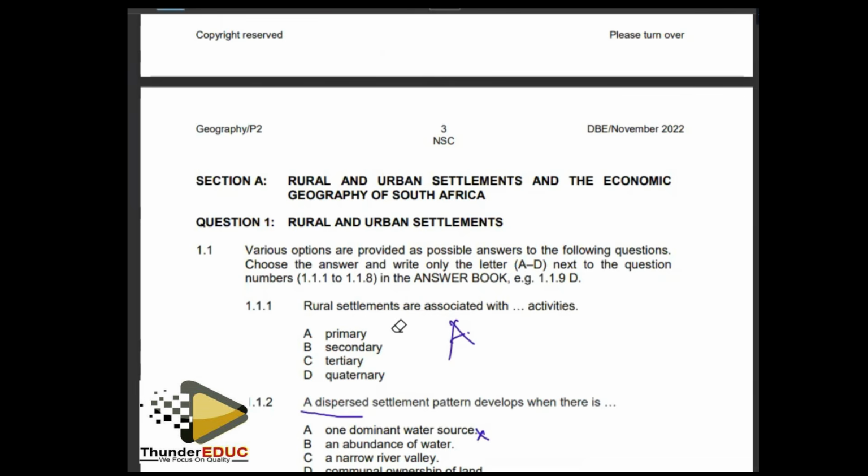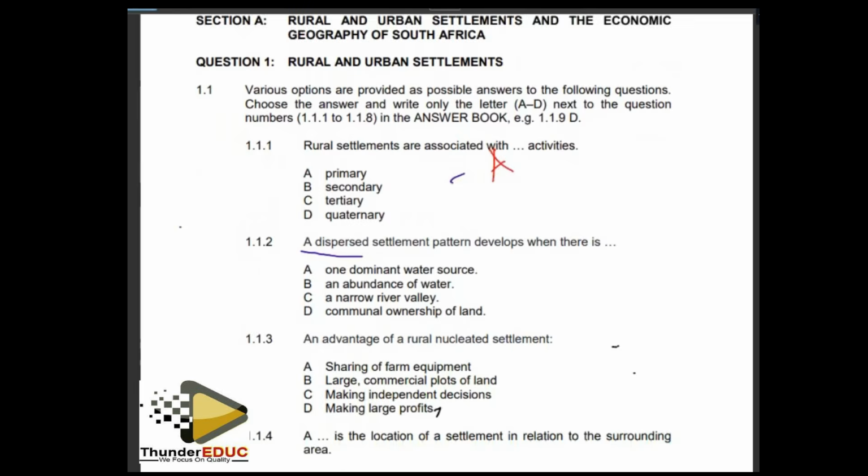So the first option says rural settlement associated with dash activities. Obviously, the answer here for this section is A, because primary activity is a dominant activity in the rural area. So the answer here is A. Okay, we go to number 2.